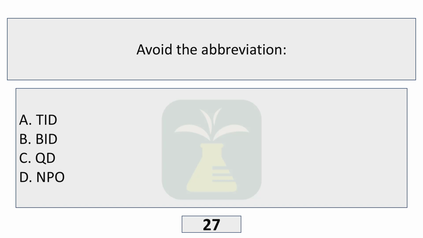Avoid the abbreviation: A. TID. B. BID. C. QD. D. NPO. Correct answer, C. QD. QD, daily, is error-prone; write daily instead.